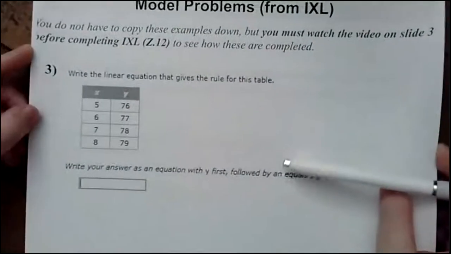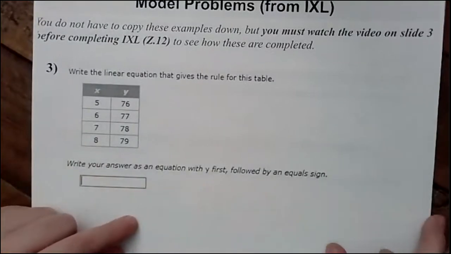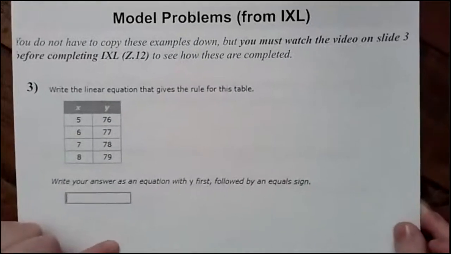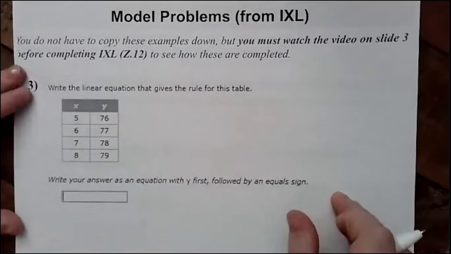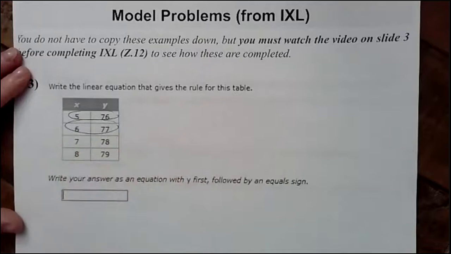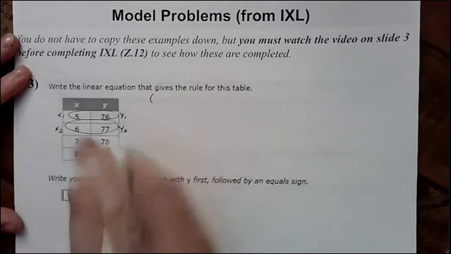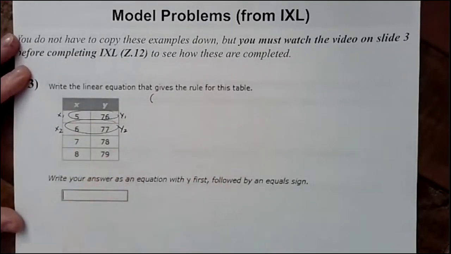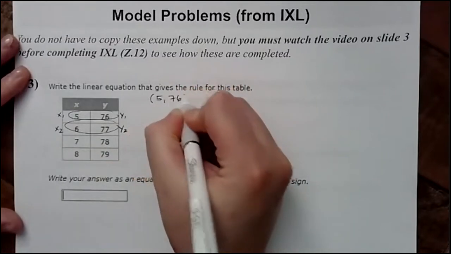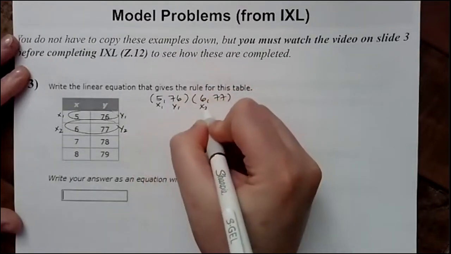Now let's take it up another level, right? They don't have the fill in the blanks for us. We got to do everything from scratch. Write your answer as an equation with y first, followed by the equal sign. Repeating the same steps again, okay? Pick 2 points. They have to be in order, right? So I'll just do the first 2. x1, x2, y1, y2. Now this seems like little things, right? But you have to remember which one's your x1, y1, and which one's your x2, y2. 5, 76 and 6, 77, x1, y1, x2, y2.